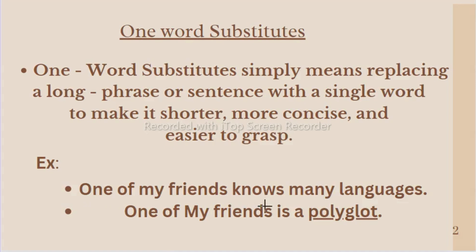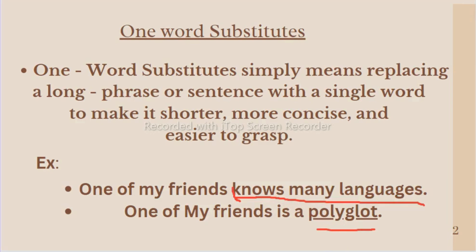One of my friends knows many languages. One of my friends is a polyglot. Instead of saying "knows many languages", I use this simple word. So to replace these many words and phrases, we can use one word only, which is polyglot. In the same way, we can use other words as well. So how can we learn these one word substitutes?